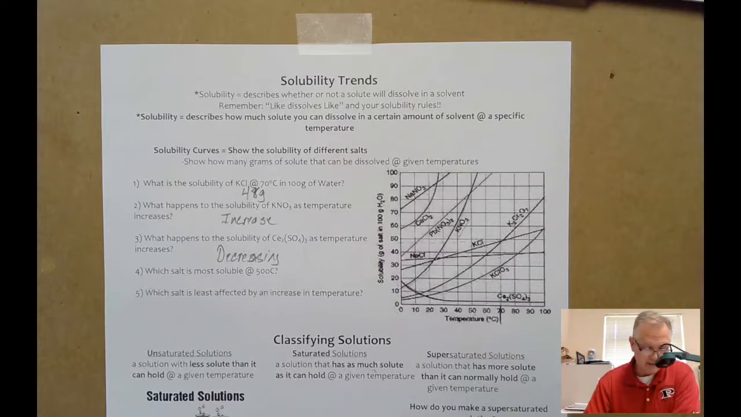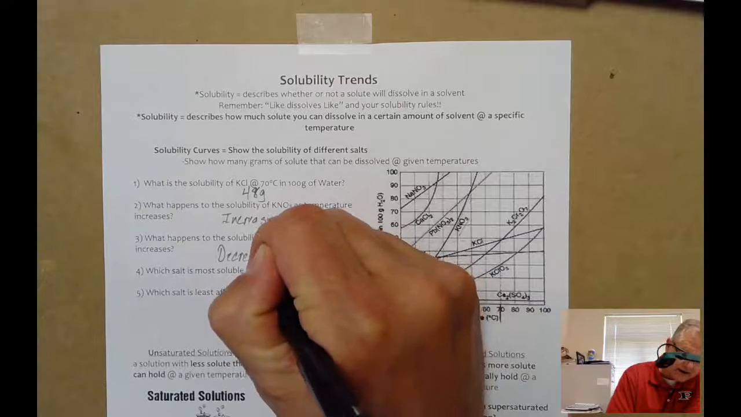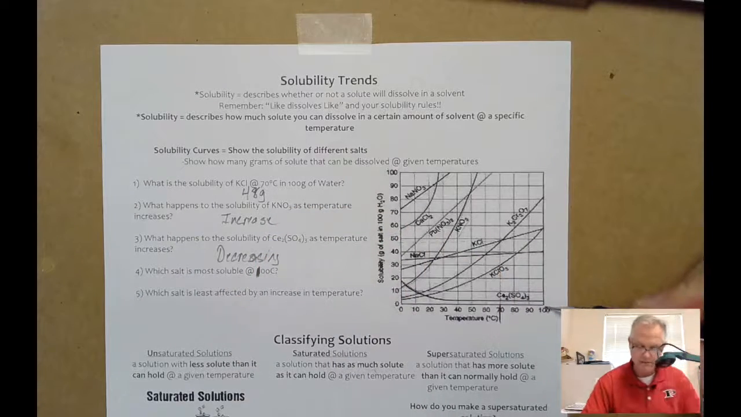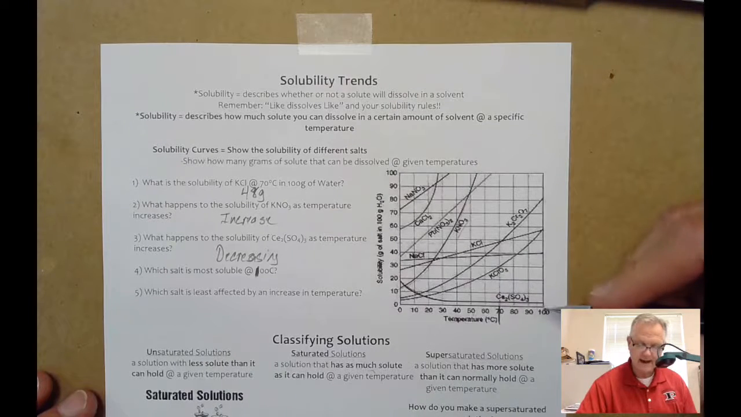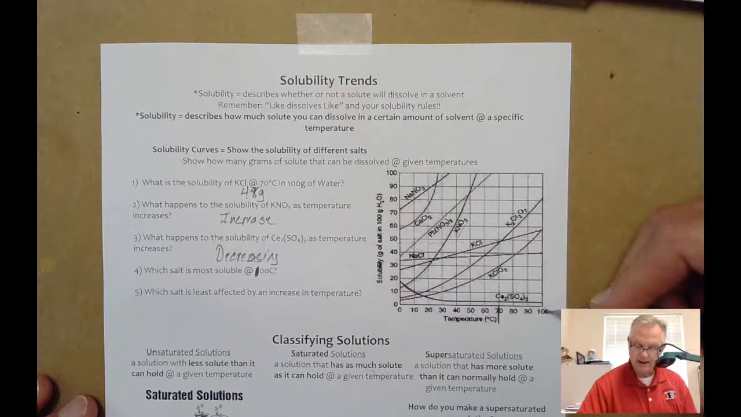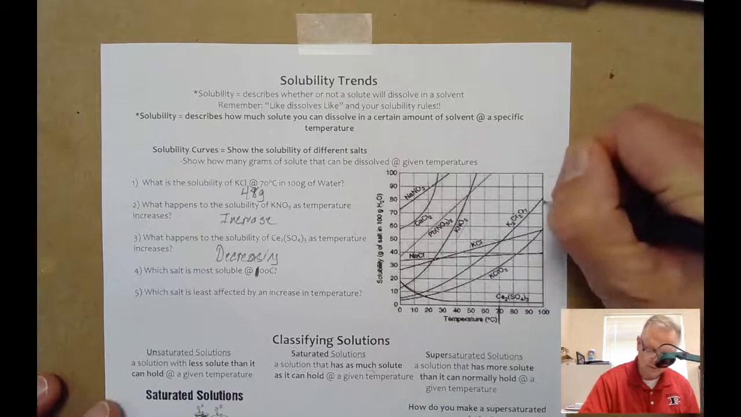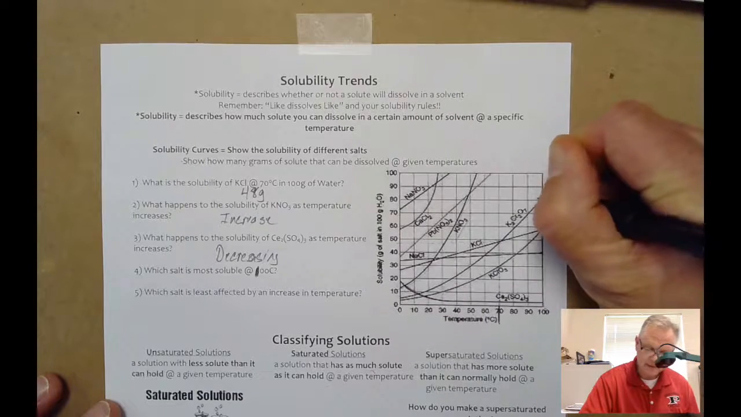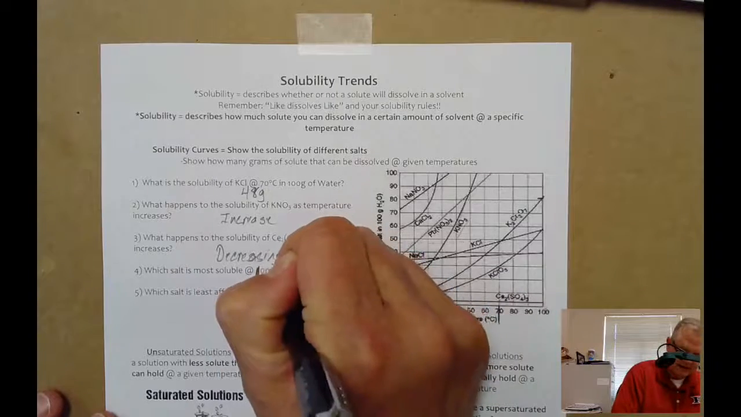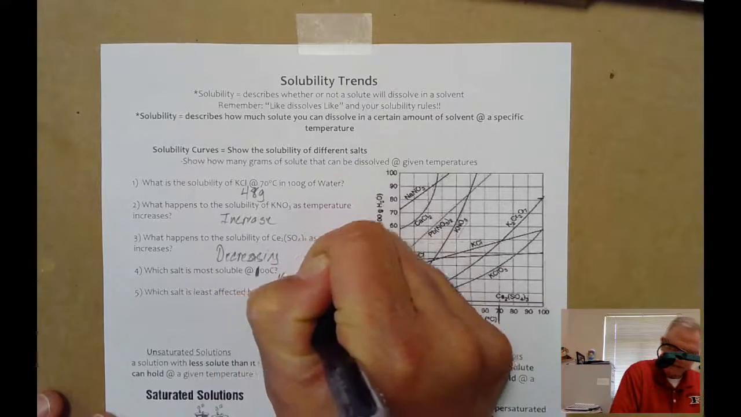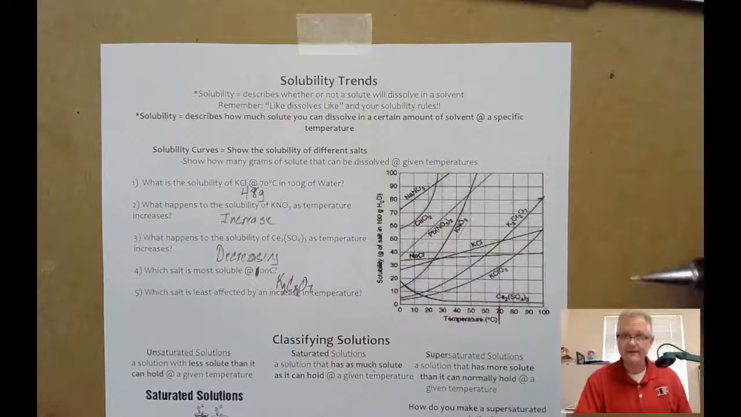Which salt is the most soluble at 500 degrees Celsius? That should be 100. I apologize, that's just a little typo. Our scale is 100. So we have to say which one is going to have the most in it at 100 degrees Celsius. I come back over here at 100. The top is going to be right here. That one is going to be the most. So we're going to say K2Cr2O7, and that is potassium dichromate.